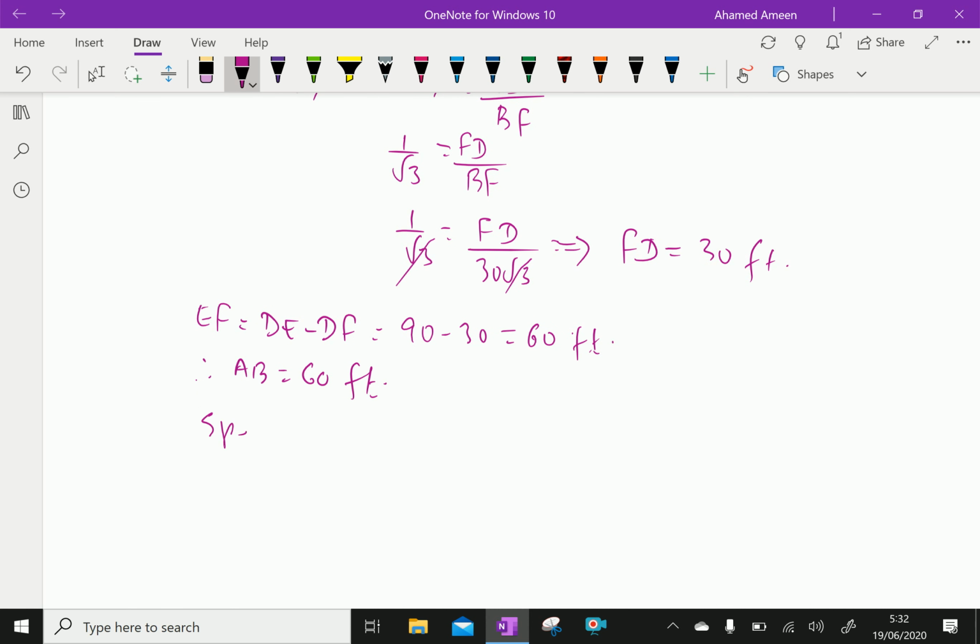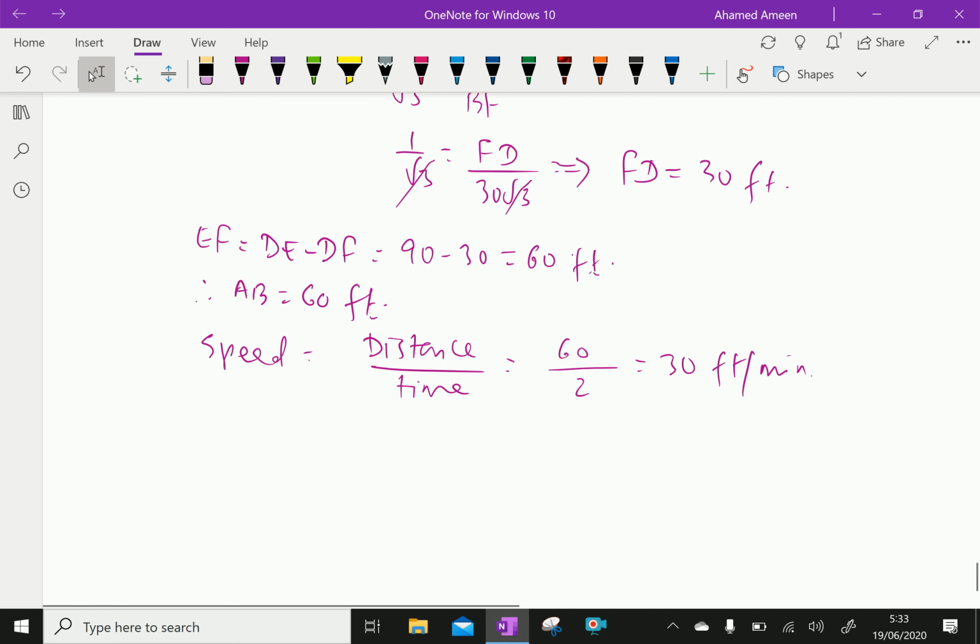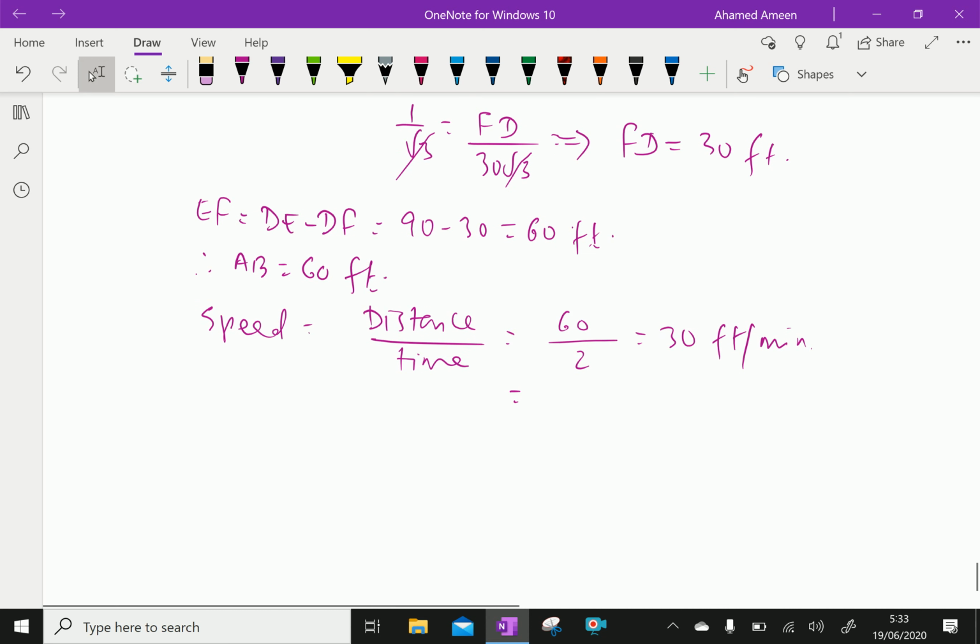Now the speed of the lift is distance over time. Distance is 60 feet, time is 2 minutes, so speed equals 30 feet per minute. Now we can convert 30 feet per minute into meters per second. Suppose 1 foot is 0.305 meter, over 60, since 1 minute has 60 seconds.